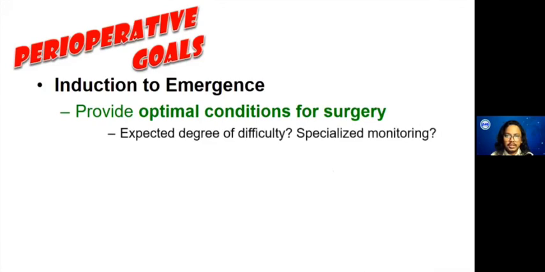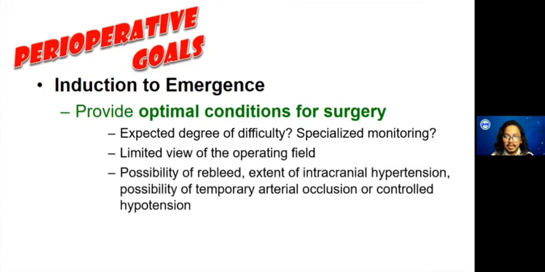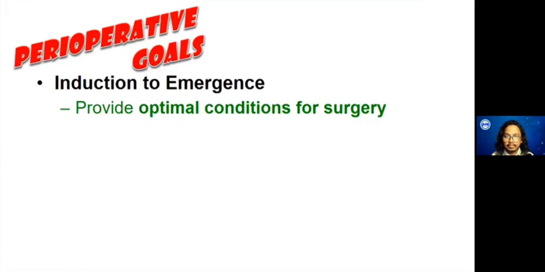The more critical parts of the surgery need to be discussed as well. Again, communication with the surgeon is the key, especially since one does not often have a direct view of the operating field. One needs to prepare and anticipate the possibility of a rebleed, evaluate the extent and impact of intracranial hypertension, as well as plan for the possibility of aneurysmal rupture, the use of temporary arterial occlusion, or hypertension. Post-operative patient disposition, concerns, and monitoring requirements need to be discussed as well.